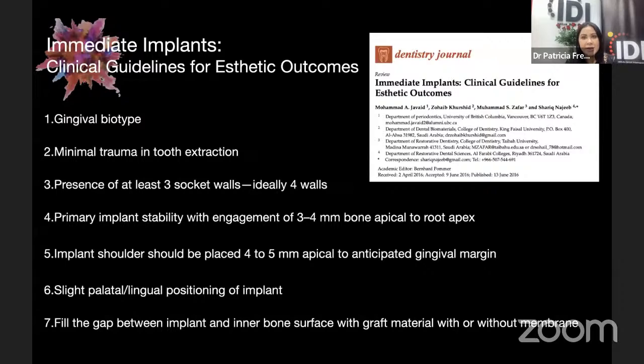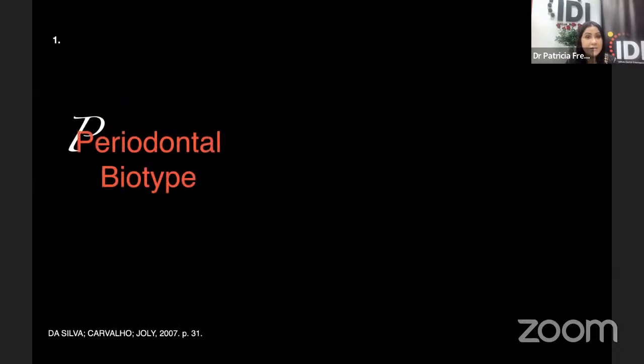When we work in aesthetic area with immediate implant, our bone won't be our reference anymore to place the shoulder or the platform of our implant, but it will be the gingival margin. Sixth, slight palatal or lingual position of the implant. Nowadays, we also know that we shouldn't place our implant close to the buccal bone, and we will be talking about that subject. And seventh, fill the gap between implant and inner bone surface with graft material or autogenous bone, with or without membrane. So those are the topics we have to look at when we are going to work in aesthetic area in immediate implants.